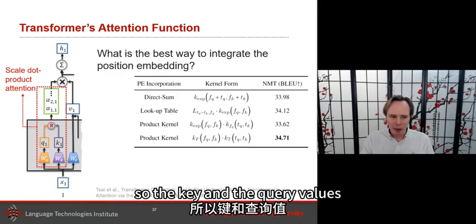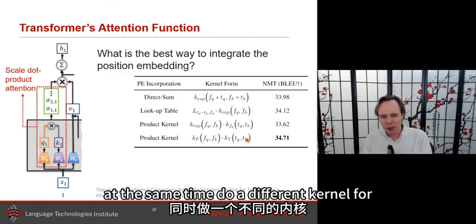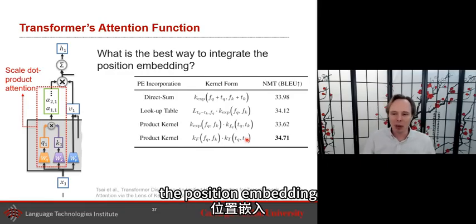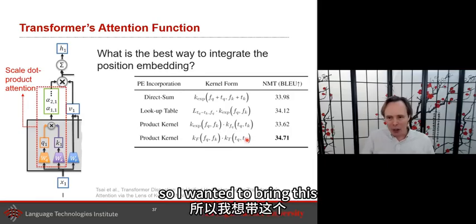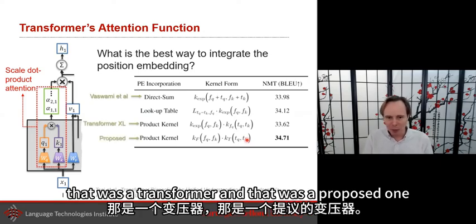So the key and the query values, but I also want, at the same time, to do a different kernel for the position embedding. I wanted to bring this because that gives you the idea of local embedding. That was a transformer, and that was a proposed one.